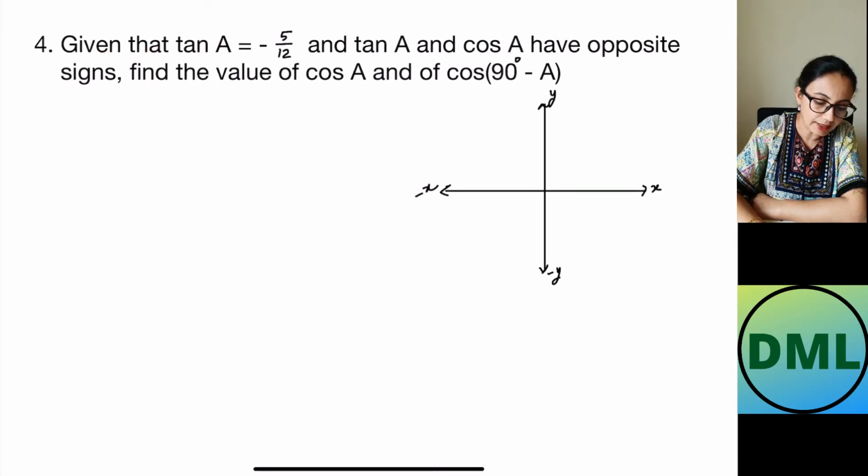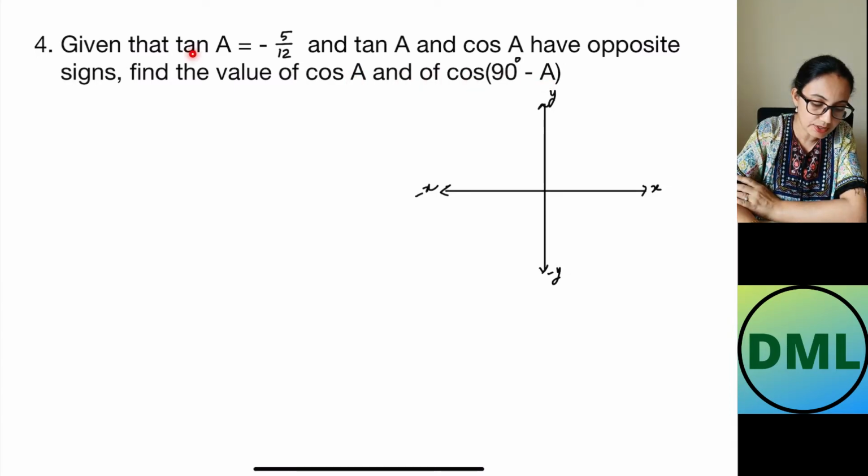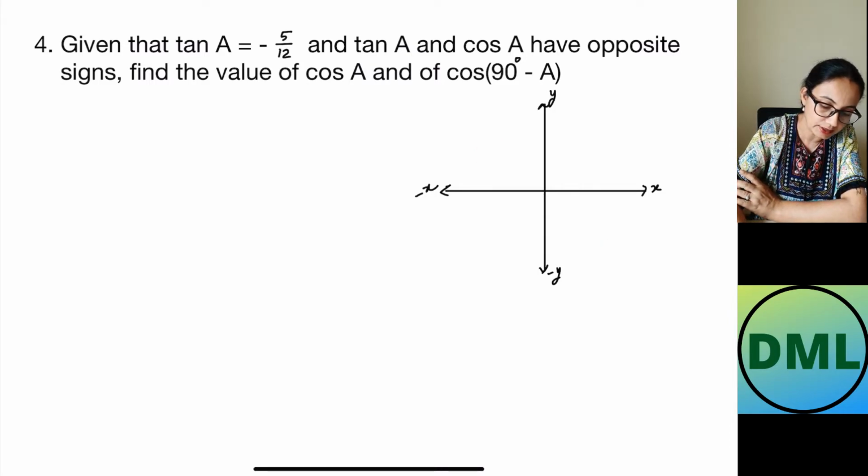Given that tan A is equal to minus 5 by 12 and tan A and cos A have opposite signs, find the value of cos A and of cos of 90 degrees minus A. I need to see that the value of tan A is negative. In which quadrant is tan negative? In this quadrant, all are positive. In the third quadrant, tan is positive. But in the second and the fourth quadrant, tan theta is negative. I need to consider the second and the fourth quadrant.